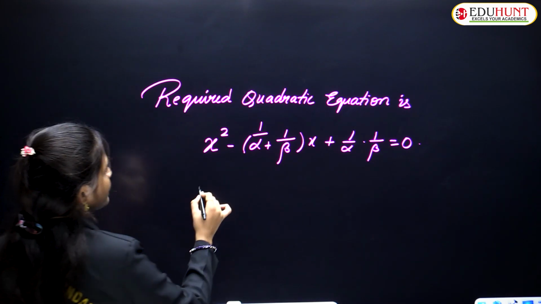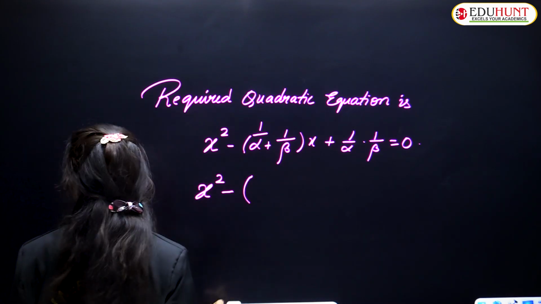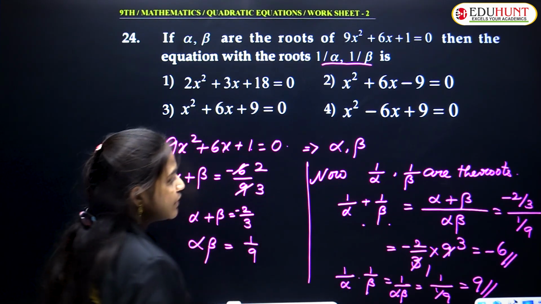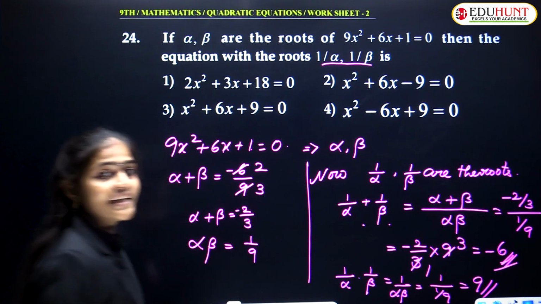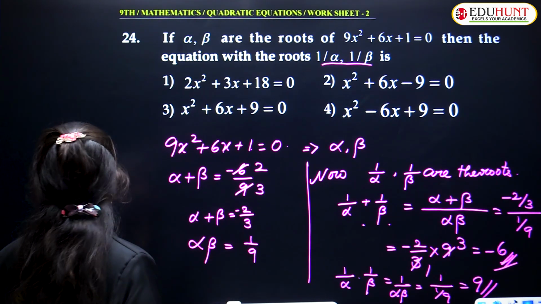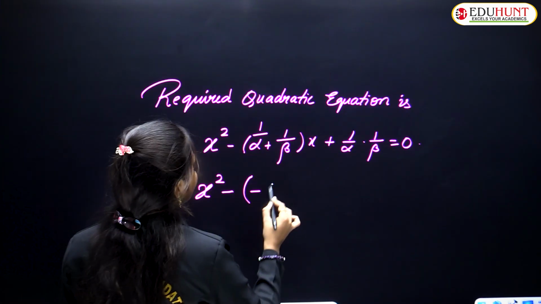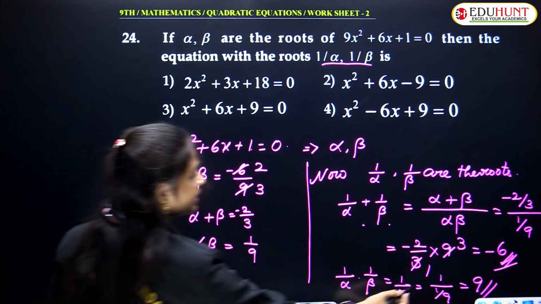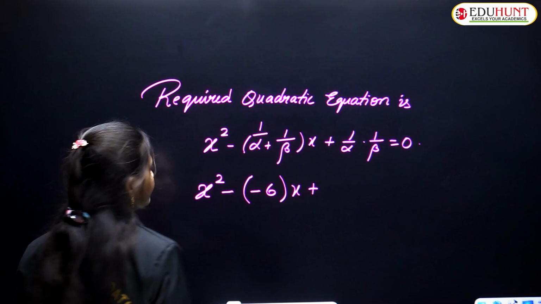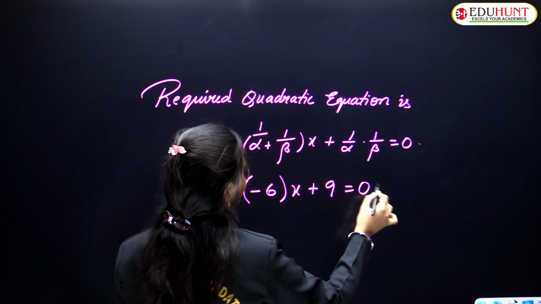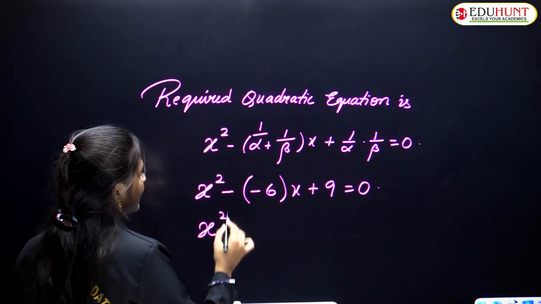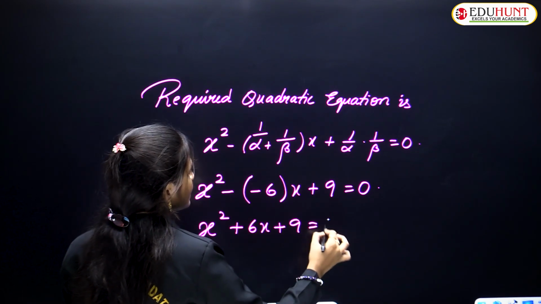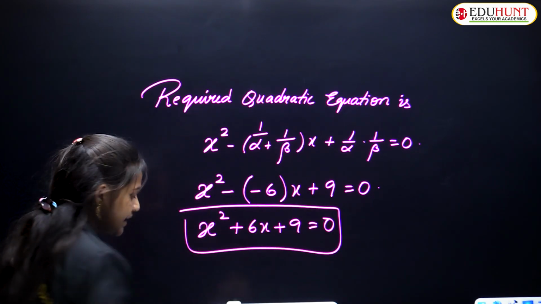So from this, x square minus of 1 by alpha plus 1 by beta. We got 1 by alpha plus 1 by beta is equal to minus 6, into x, plus 1 by alpha into 1 by beta, which is 9, is equal to 0. So x square minus into minus gives plus 6x plus 9 is equal to 0. So this is the required quadratic equation.